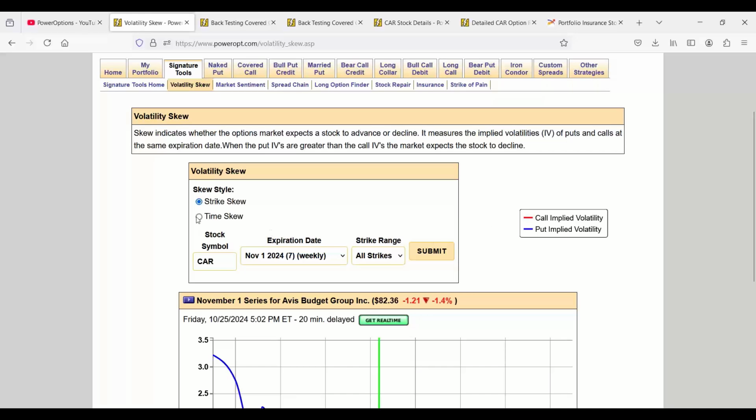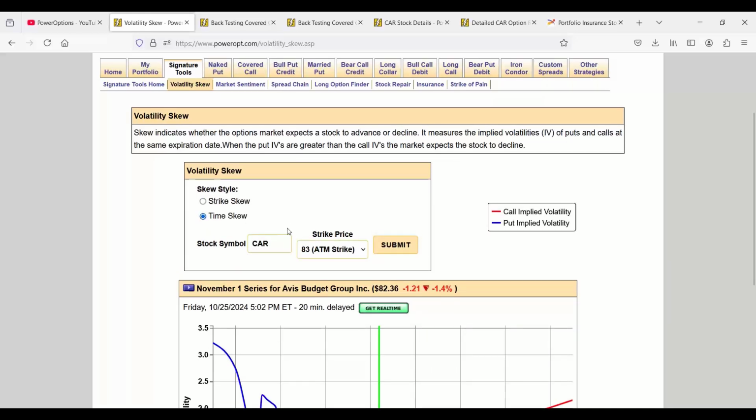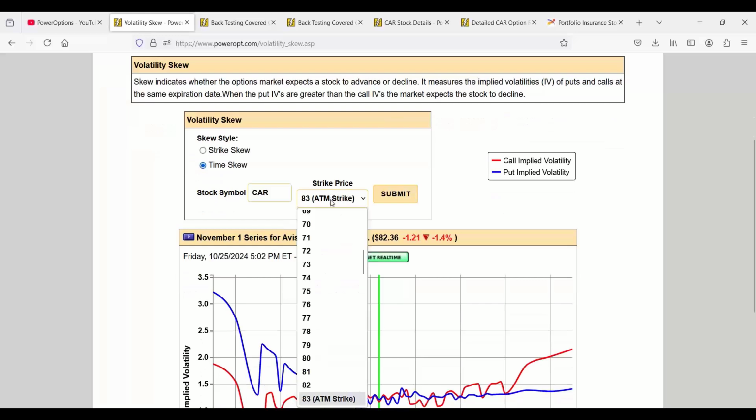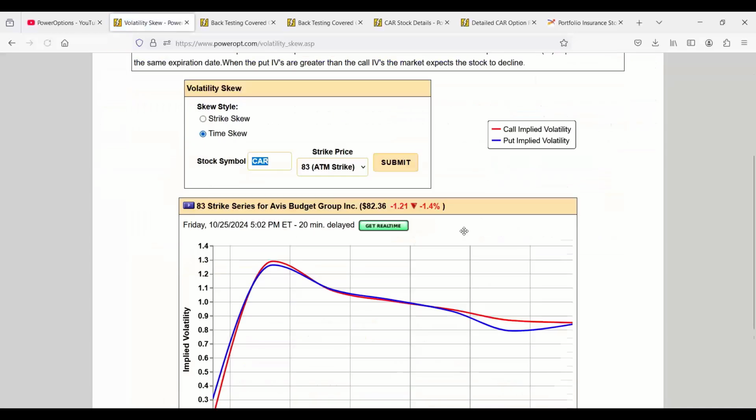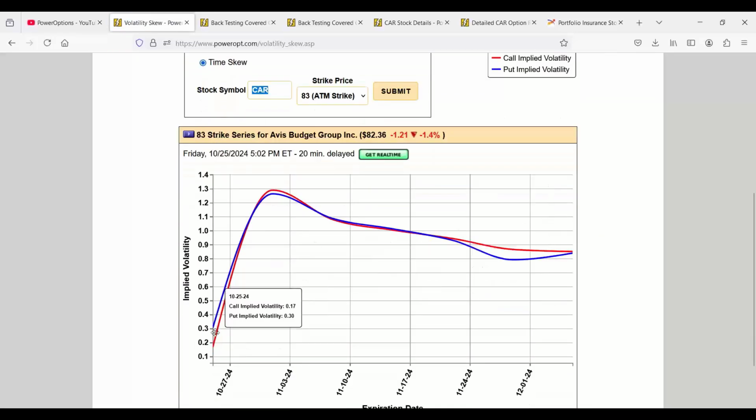Now, the time skew. This is across time. And this is what some people do. So we're going to select a strike, and we're going to stay with the 83 at the money strike here. And what we see here makes perfect sense, doesn't it? This is starting to make me nervous about what we said earlier. Why is that? The highest implied volatility is here at the 83 strike, right around where we were looking, wasn't it?